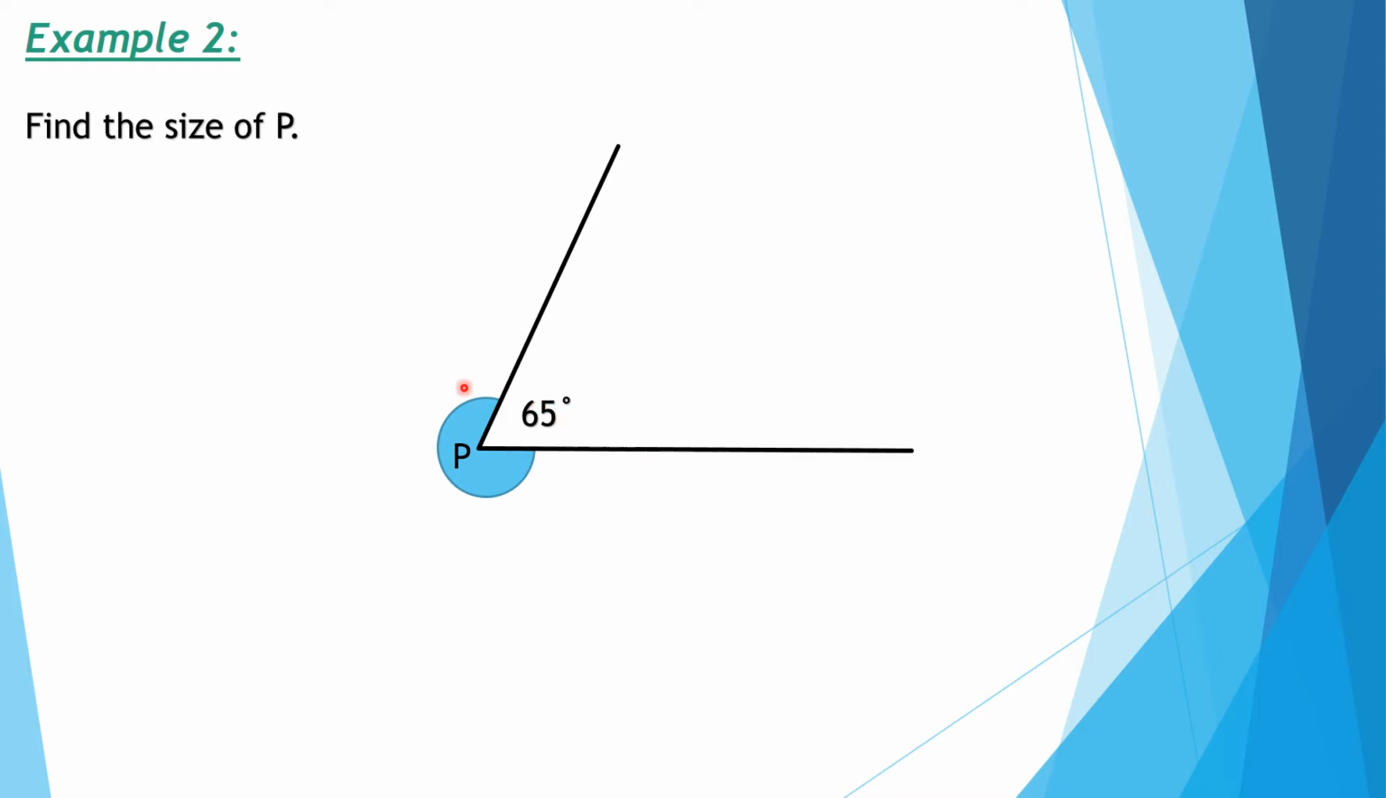So, we know the size of this full angle. It's equal to 360 degrees. Then, to find the size of P, we can subtract the given 65 degrees from 360 degrees. The answer, the size of P is equal to 295 degrees.